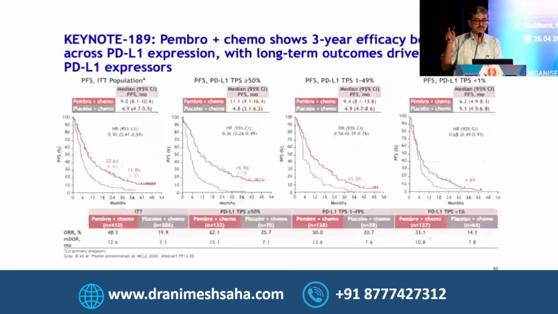Now I'm coming to the CNS metastasis. And again, the cross-trial of KEYNOTE-189, Pembro-chemo, across PD-L1 more than 50%, 1 to 49%, less than 1%. If we look at the overall response rate, it's a very good response, with a median survival benefit, and the hazard ratio is quite significant in more than 50% versus less than 50%. So in this histology, with PD-L1 expression, long-term benefit was driven by the Pembro-chemo studies.